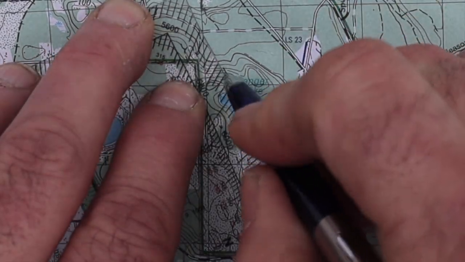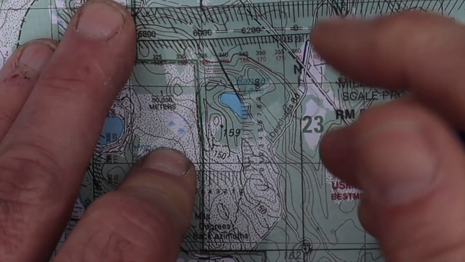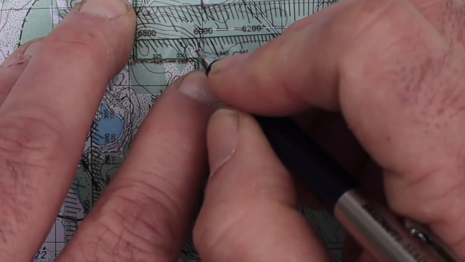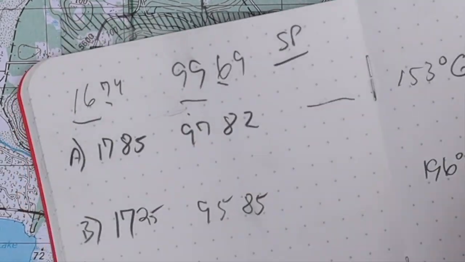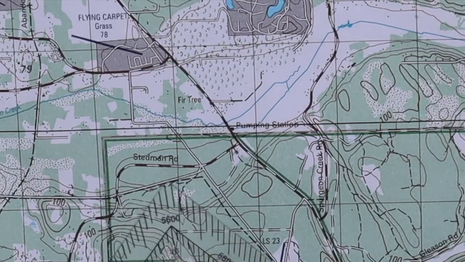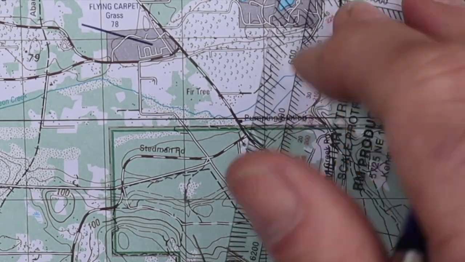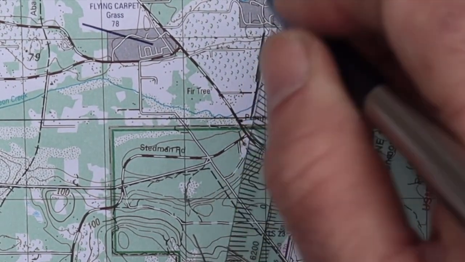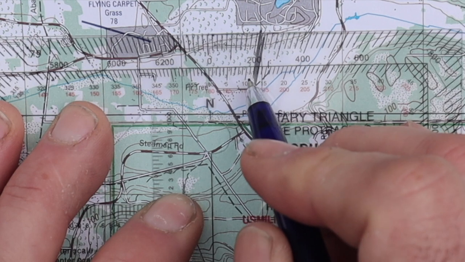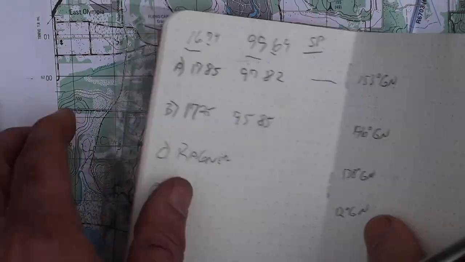I'm gonna cut off on this edge right here. Get a little line going there. I'm gonna bring this center of our protractor right onto 162 and then read our degrees. So that looks like that's 138 degrees grid north, and then from Ragnar Lake back up to our starting point here is going to be, we'll call it 12 degrees grid north.